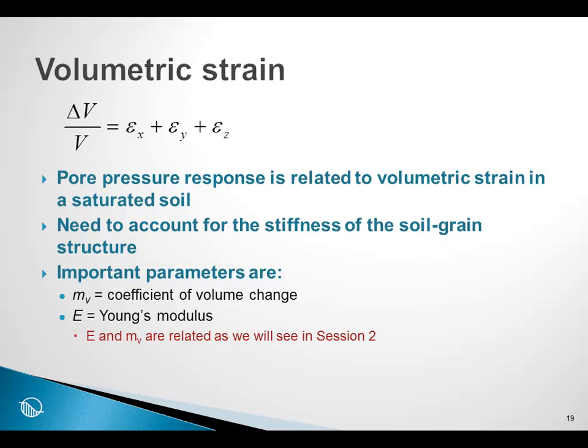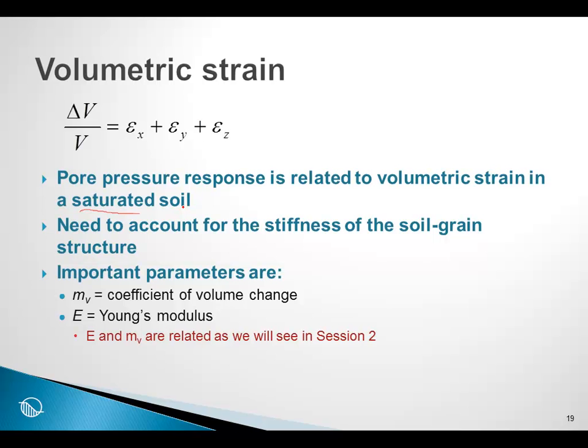Another important concept is that of volumetric strain. Volumetric strain is simply the change in volume of an incremental element divided by the original volume, which is defined as strain X plus strain Y plus strain Z. This parameter, volumetric strain, is very important because the pore pressure response is related to the volumetric strain in a saturated soil. So if we can establish the volumetric strain, we relate this to the pore pressure response.